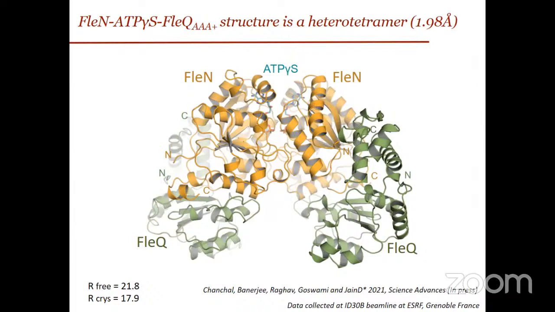Indeed, we had a dimer crystal structure, and the dimer was formed only when ATP was present. So this is all agreeing with our earlier observation. And this dimer was interacting with two monomers of the central domain of FLEQ. This is shown in green. This is one monomer, and this is the other monomer.